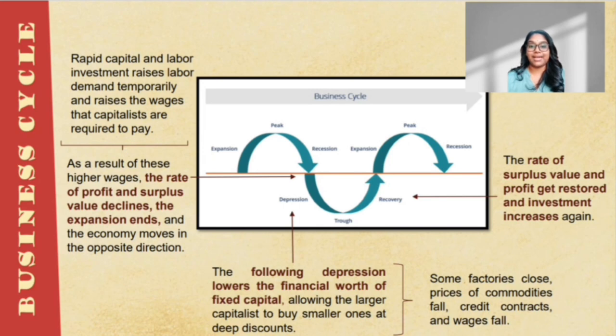Rapid investment in capital and labor temporarily increases the demand for labor and increases the wage that capitalists must pay, but the higher wage reduces the rate of surplus value and profit, ending the expansion and sending the economy in the opposite direction. The depression that results destroys the monetary value of capital, enabling the larger capitals to buy up smaller ones at bargain prices. Also, some factories close, prices of commodities fall, credit contracts and wages fall. The rate of surplus value and profit gets restored and investment increases once again.